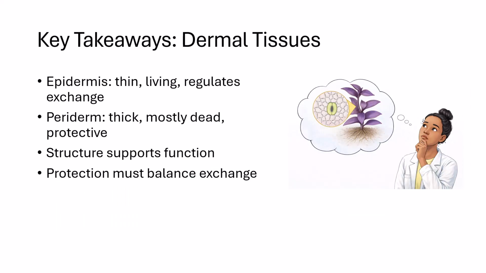This activity shows how plants balance protection with interaction with the environment. The epidermis allows gas exchange and limits water loss, while the periderm provides strong long-term protection for woody tissues. Once again, structure reflects function, from thin, flexible epidermal layers to thick, suberized cork cells.